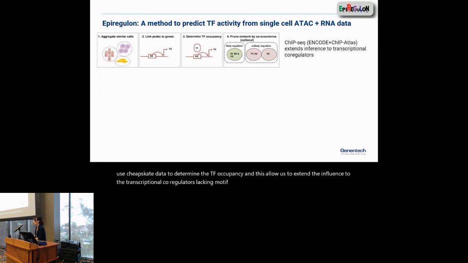And then we perform an optional pruning step in which we retain only the regulatory relationships if the transcription factor expression, the chromatin accessibility, and target gene expression tend to occur in the same cells. So this constructs the initial unweighted GRN.